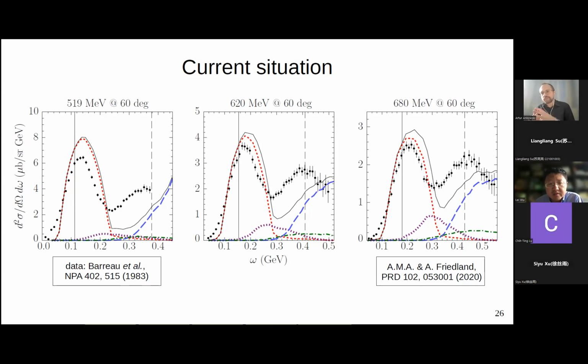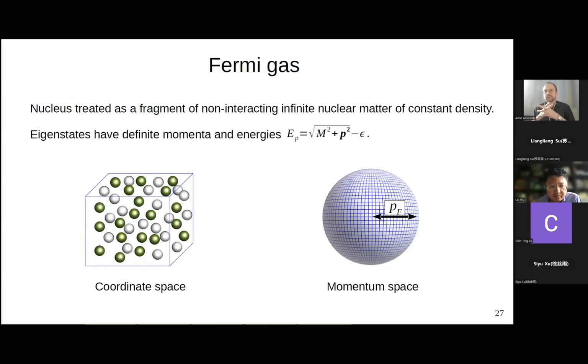Okay. Thank you so much. Yeah. So looking at those cross sections, we can immediately see that there are problems in the quasi-elastic peak, and those problems tell us that the underlying nuclear model is too simple to be true.